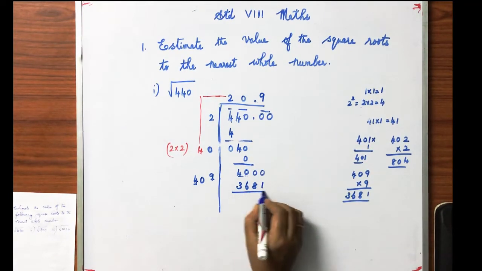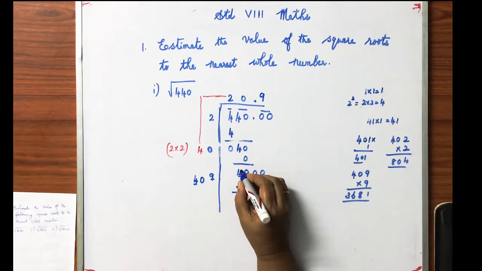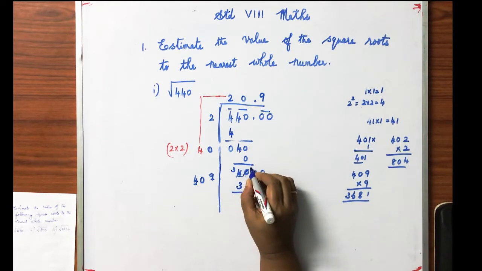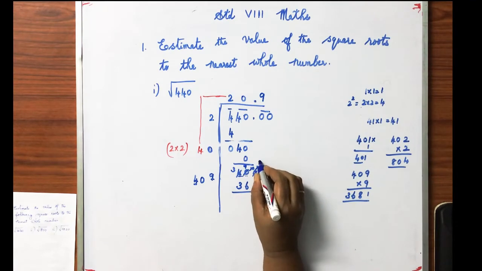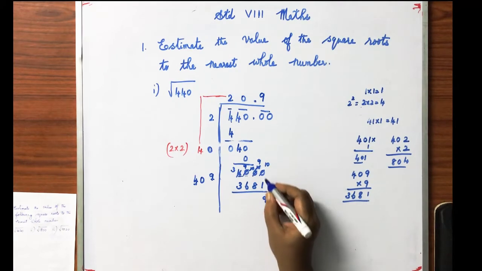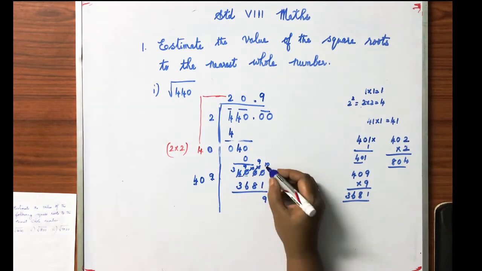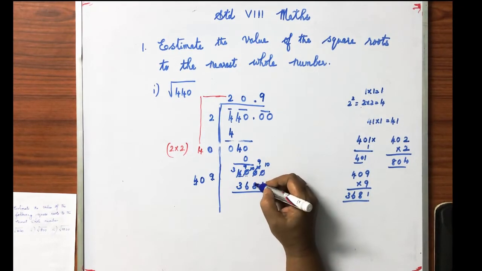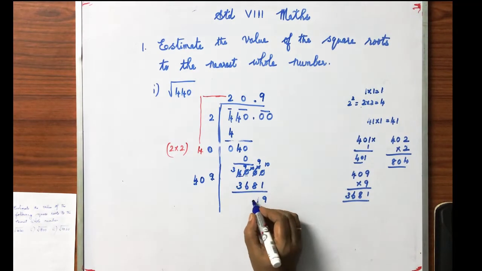3681. Now subtract. 4 becomes 3 and this becomes 10. And this is 9 and this becomes 10. This is 9 and this becomes 10. 10 minus 9 is 1. 9 minus 8 is 1, 10 minus 1 is 9. 9 minus 8 is 1 and 9 minus 6 is 3.